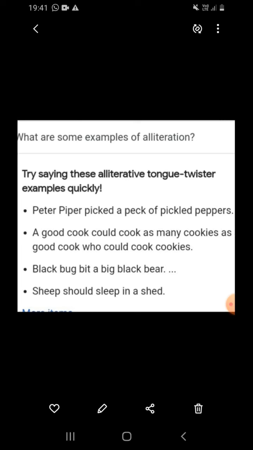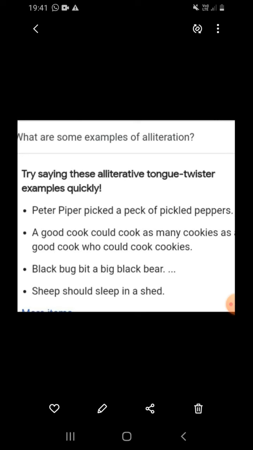In this line, P is frequently repeated. The P sound is frequently repeated. Peter P, Piper P, picked P, a peck P, of pickled P, peppers P. In this line, which figure of speech is coming up? Alliteration.